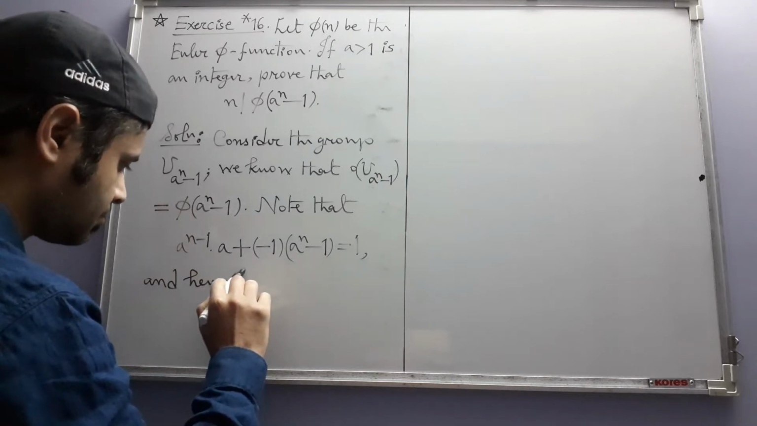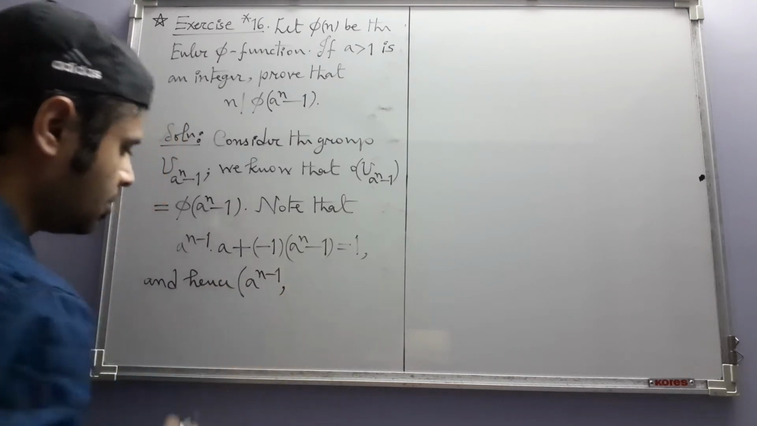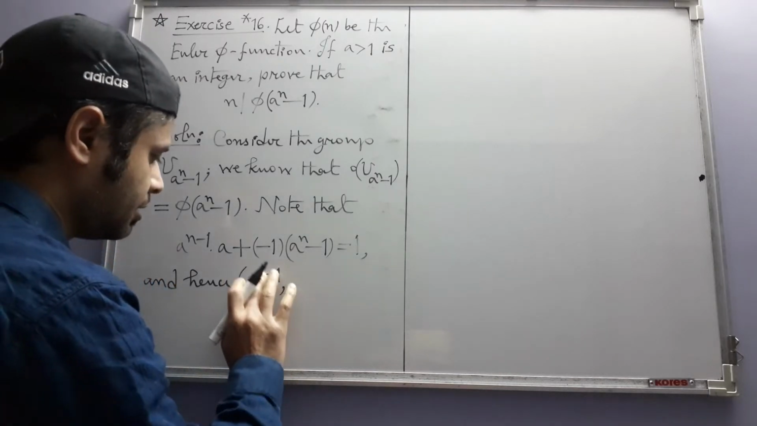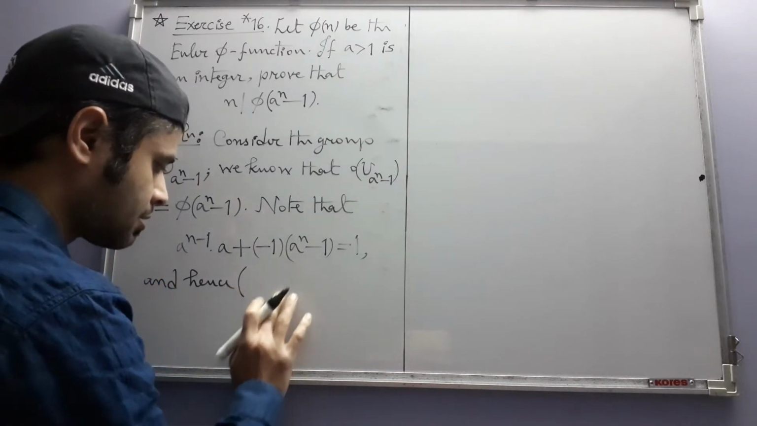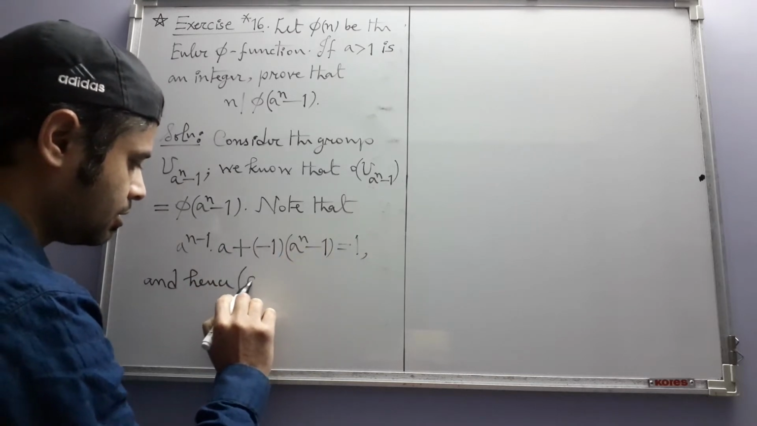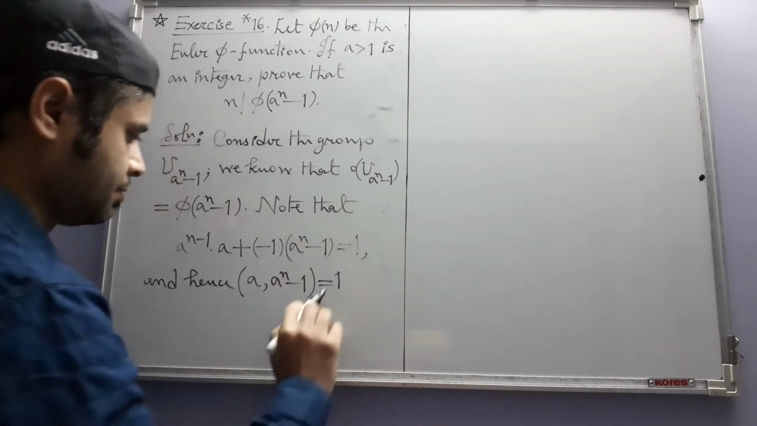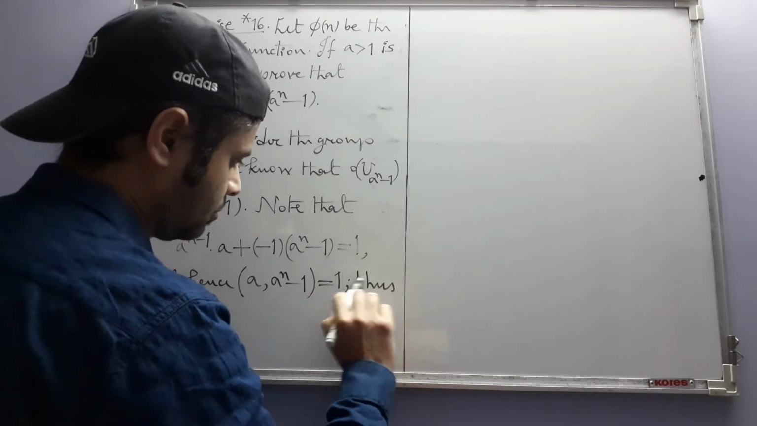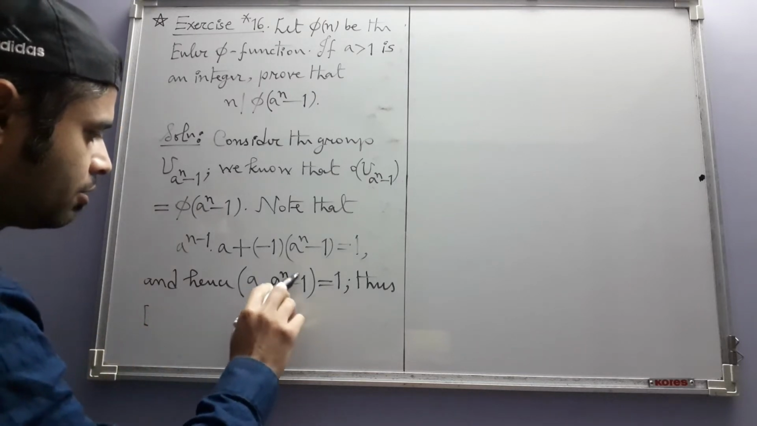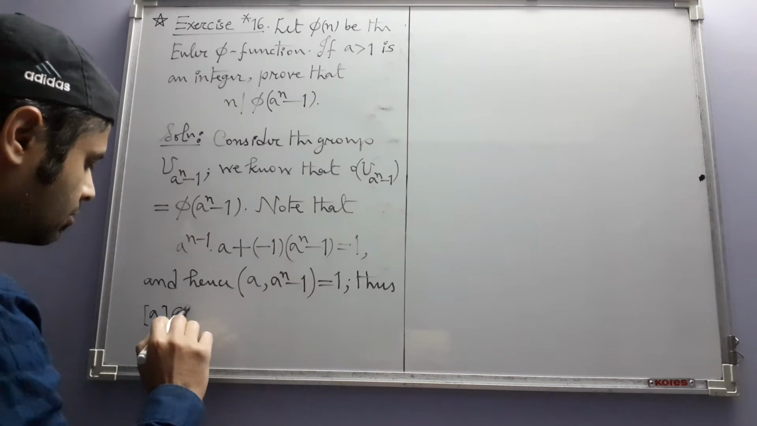And hence, the greatest common divisor of this and, do we need a^n - 1 or do we need a? A is the element that we will see has order n. So this same equation also tells us that a and this thing are relatively prime, that is, their greatest common divisor is 1. And since they are relatively prime, the congruence class modulo a^n - 1 that contains a is an element in this group.